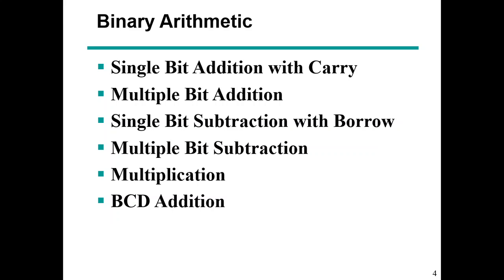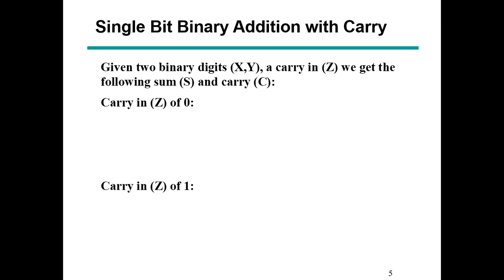So we'll be adding decimal digits, and those decimal digits would be coded in binary. So we want to be able to add them, and we want to have the correct answer, and the correct answer that we expect should not be in binary, it should be in decimal. Decimal that is coded in binary, or binary coded decimal. So we'll look at this as well. So let's start. First of all, single bit addition.